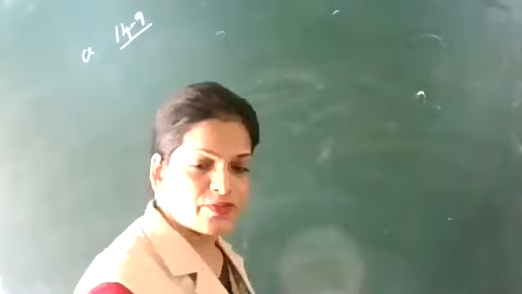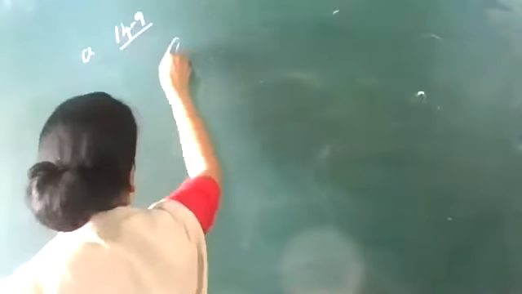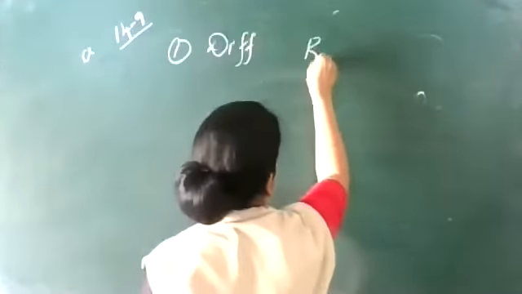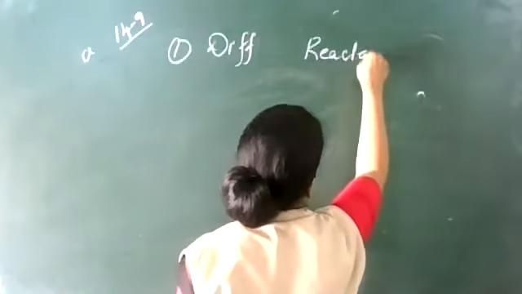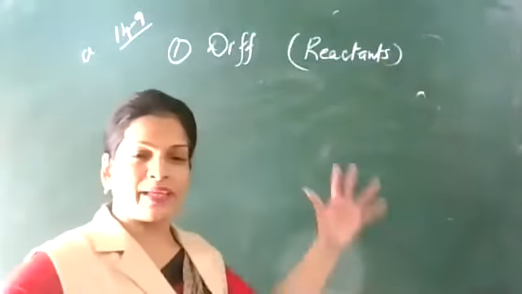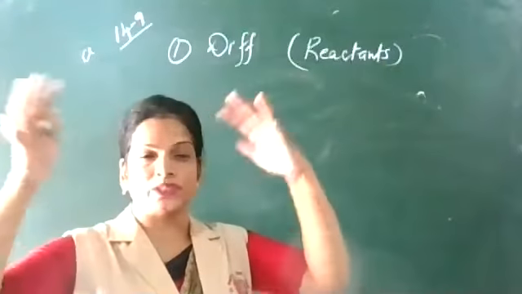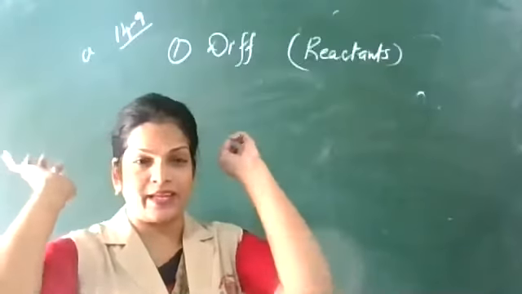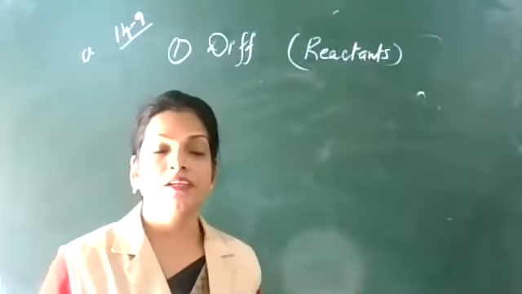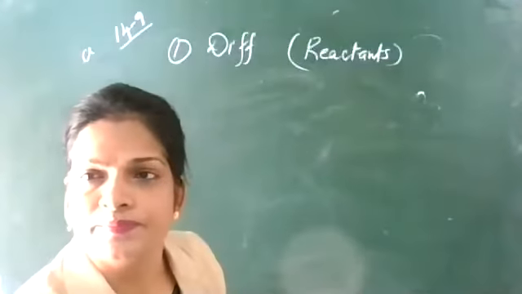These are the steps of the adsorption theory of catalysis. The first one is diffusion of the reactants onto the surface of the catalyst. First, the reactant molecules, in the gaseous form, are put on the surface of the catalyst. That is called diffusion of the reactants on the surface of the catalyst.